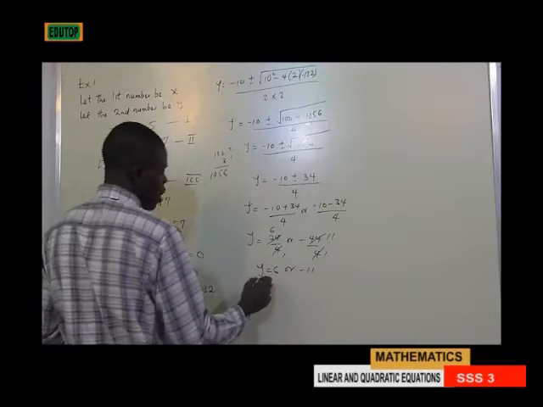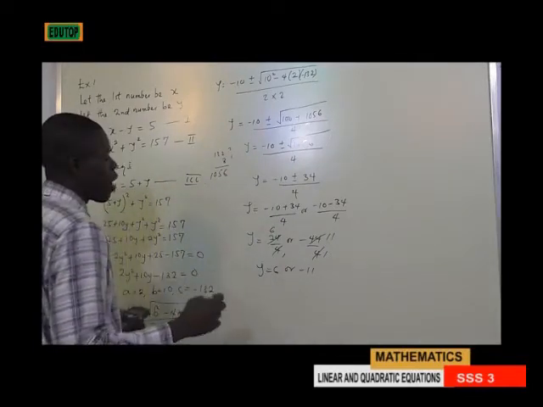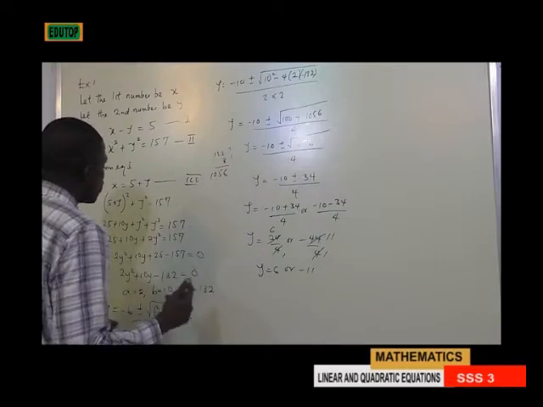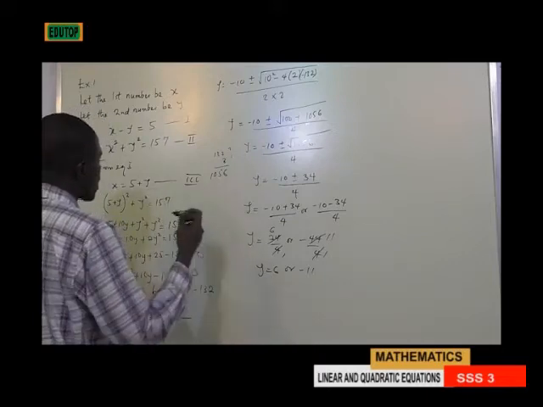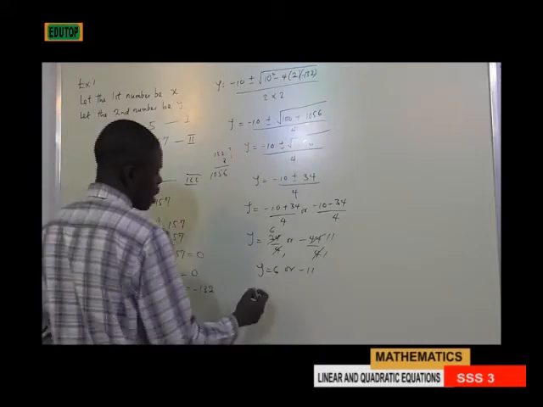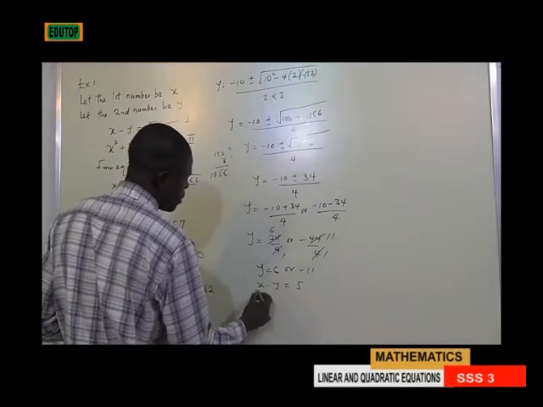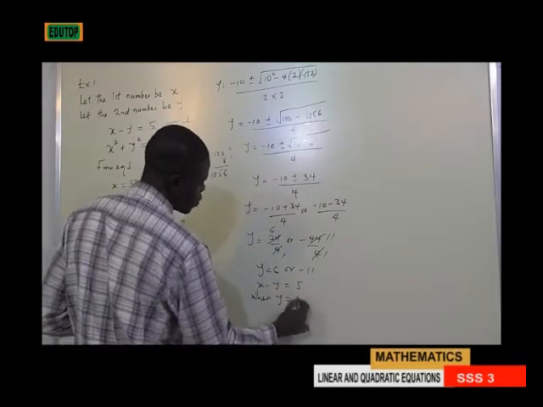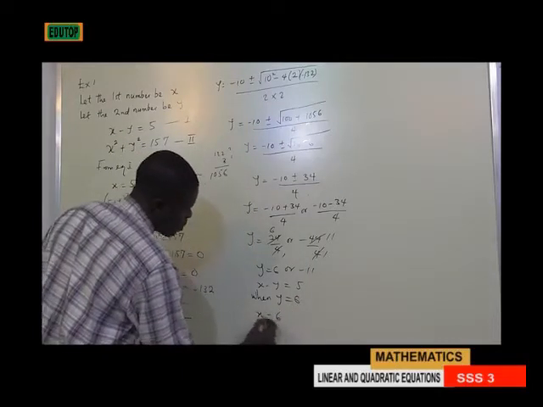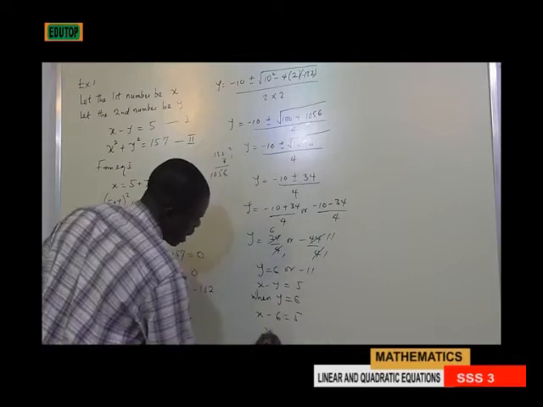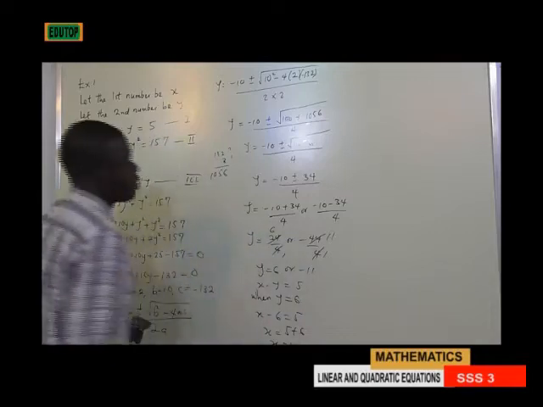Then, since we have calculated two values for our y, we need to calculate two values for our x. So we have two equations here. Equation 1 is simpler, so for convenience, I will employ equation 1, which says that x minus y equals to 5. When y equals to 6, then I will have x minus 6 equals to 5. Then my x will be 5 plus 6. Then my x equals to 11.